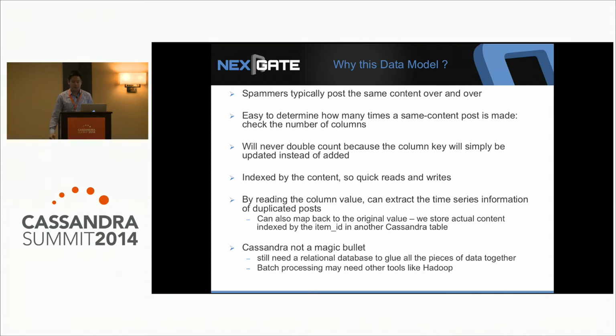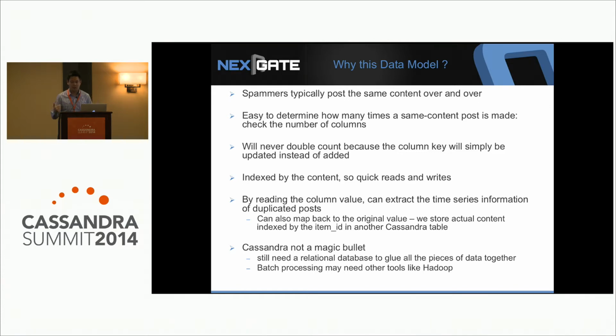It's pretty fast because you're indexing by the row key. And then you could also extract valuable time series information from this. Remember that we stored the item ID and the time of the post. So you can look at the time of the post to see if there's a burst in activity from the spammer or if there are regular intervals of posting.